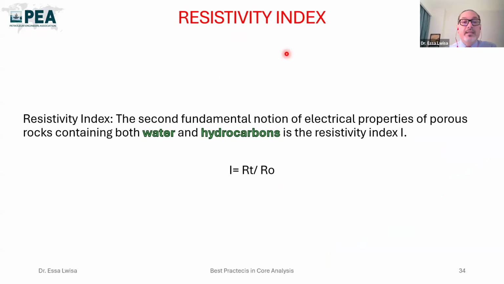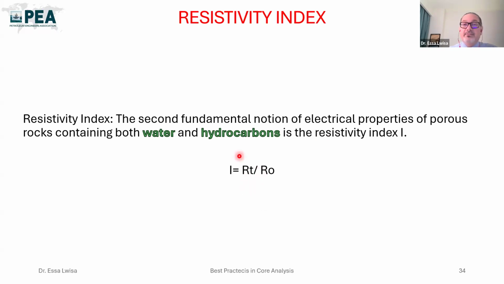What is resistivity index? It is I, or sometimes you will find it RI. Both are correct. RI is RT over RO. Do you remember what RO is? RO is the resistivity of the rock or of the sample when the sample is 100% saturated with brine. RT is the resistivity of the sample when it is partially saturated with brine.